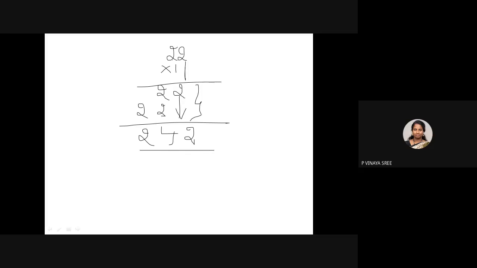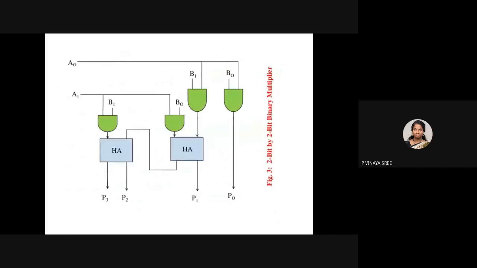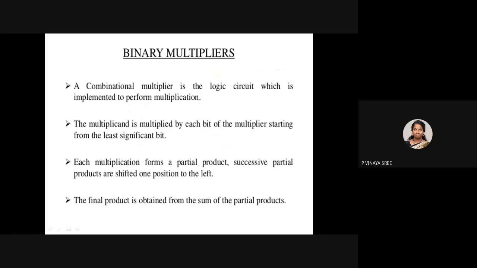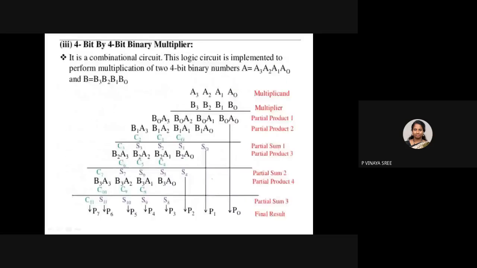If there is one more product, this will be written from here. So left shift. We already discussed that you will have a left shift operation. Where is this left shift? Successive partial products are shifted one position to the left, same as how we do decimal multiplication. The same process will apply for binary as well.